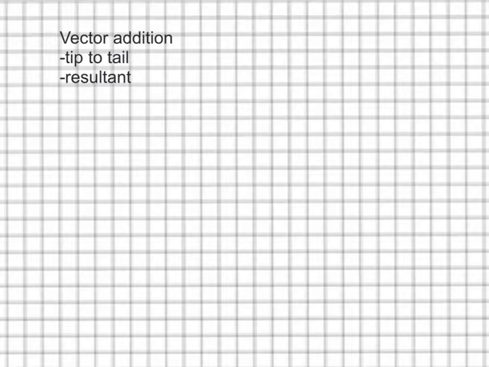So some keys to keep in mind: whenever you're adding vectors, you always want to add them tip to tail. So remember that, tip to tail, and then you want to create your resultant from the tail of the first to the tip of the last. Okay, the resultant goes from the tail of the first to the tip of the last.